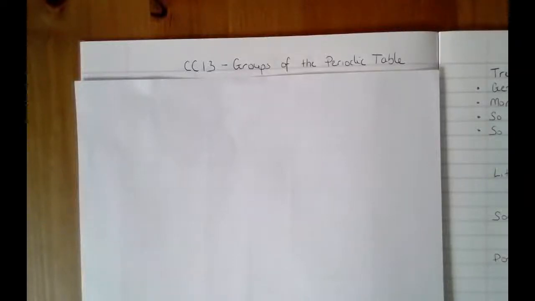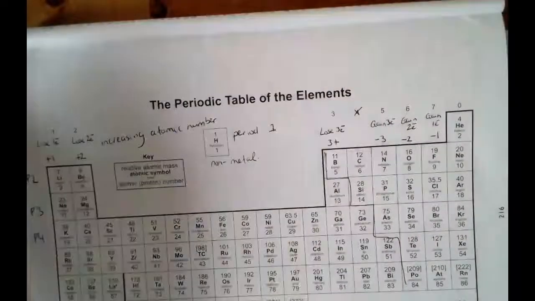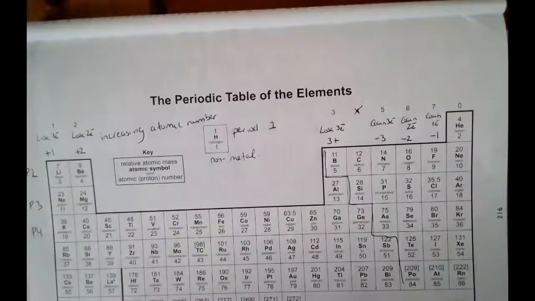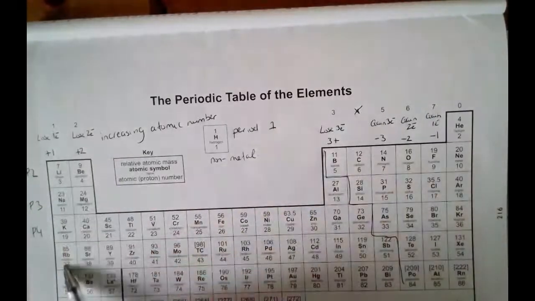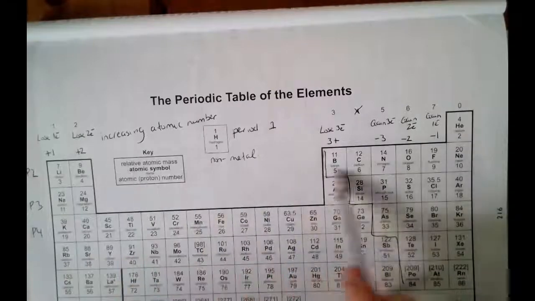So in this video, we're going to look at CC13, which is on the groups of the periodic table. And this is a topic that only comes up on paper 2. It doesn't come up on paper 1 at all. So we'll just have a look at the periodic table itself, where you will see that elements are organized into vertical columns called groups and into horizontal rows called periods.